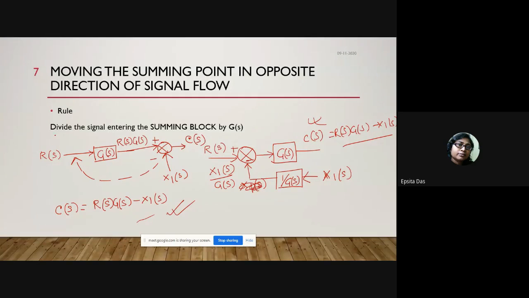So this is the appropriate expression if I want to put the summer in the opposite direction of signal flow. That is why it is written that divide the signal entering the summing block by GS. That I have actually done. I am dividing the signal to change the position. I am dividing the signal which is entering into the summing point by the value GS, and I am getting the result.